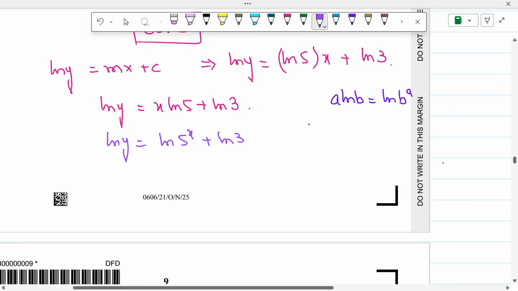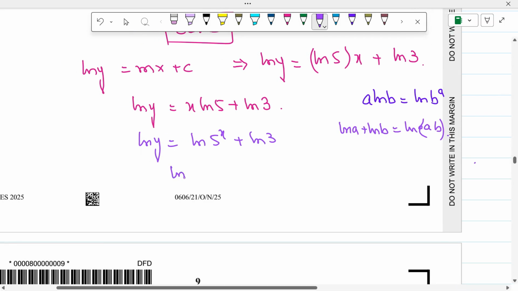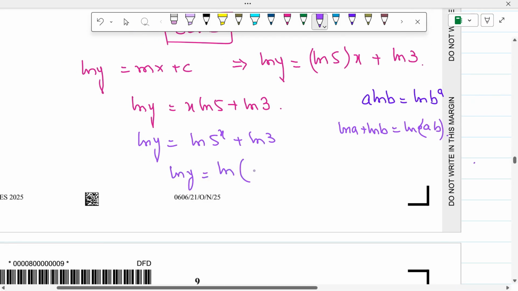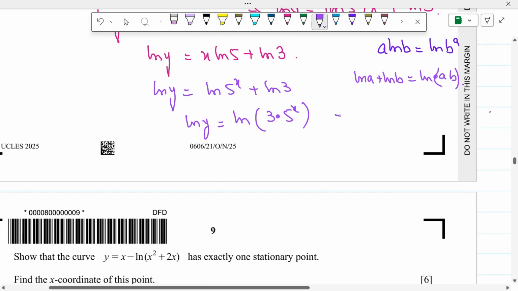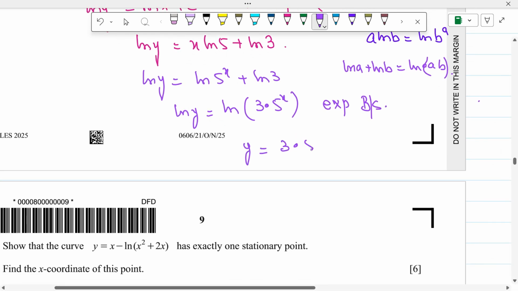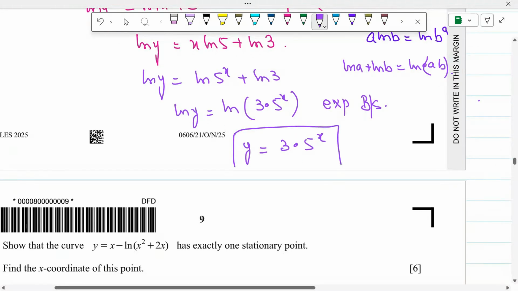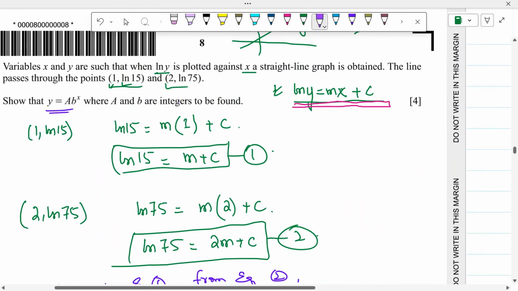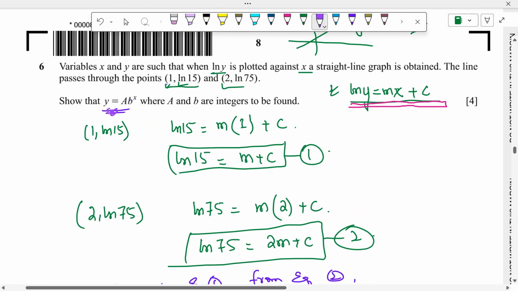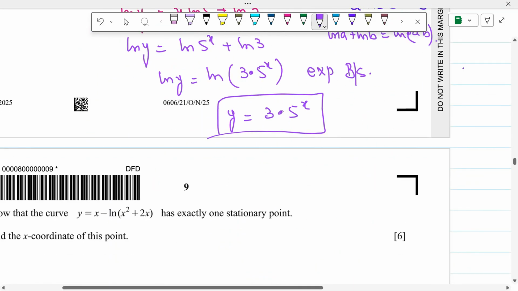Similarly, there is another property that ln a plus ln b is equal to ln ab. So we can write it as ln y is equal to ln of 3 times 5 to the power of x. Taking the exponential of both sides, we will have y is equal to 3 times 5 to the power of x. So we have converted the equation to the form y is equal to ab to the power of x. So 5 is b and 3 is a.